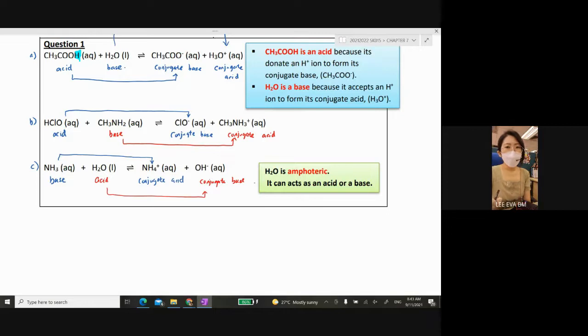Okay, so H2O is amphoteric. It means that it can act as an acid or a base. It can either accept a proton or donate a proton. So remember, amphoteric means it can react with both base and acid.